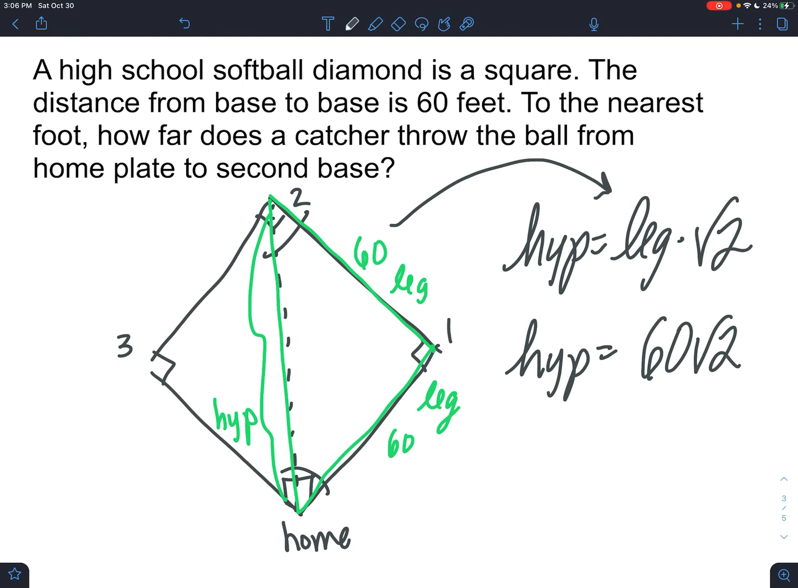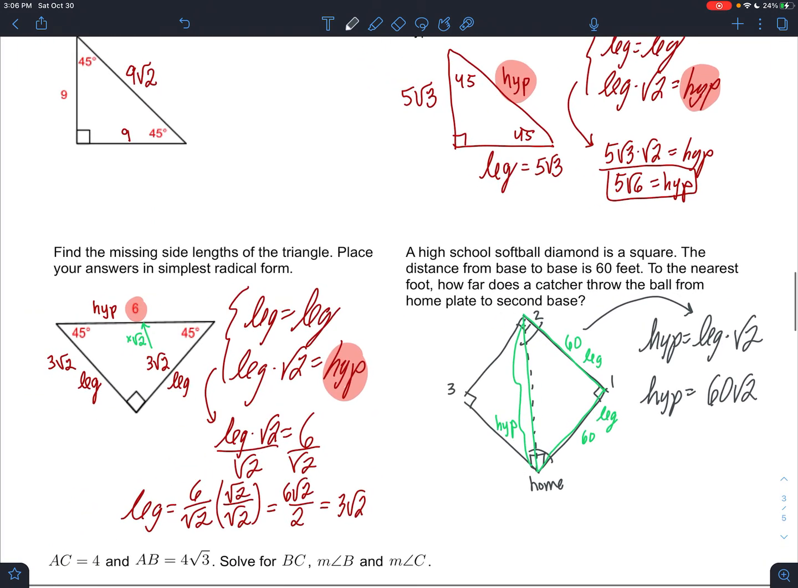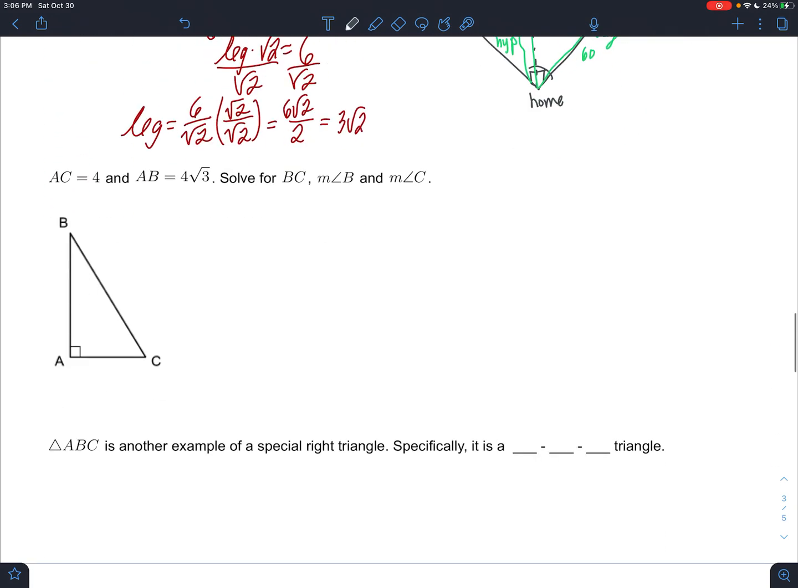So special right triangles are called special because we don't need to use sine, cosine, tangent to find the sides and angles. We can just use these special relationships. So that's the real big takeaway from today. Let's talk about 30, 60, 90 triangles too, the other special type.